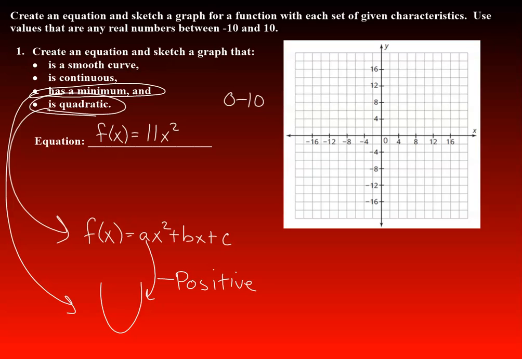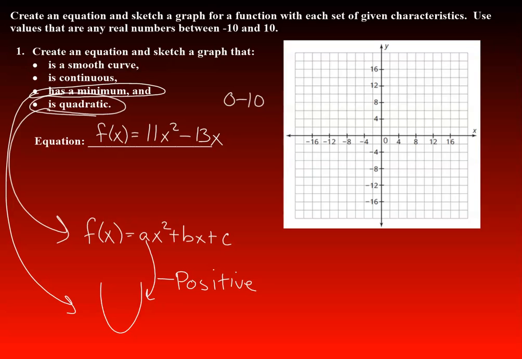And then the b value can be anywhere between -10 and 10. So again, you're going to pick a b value of those numbers. And again, do not copy mine. I'm going to go ahead and choose -13.